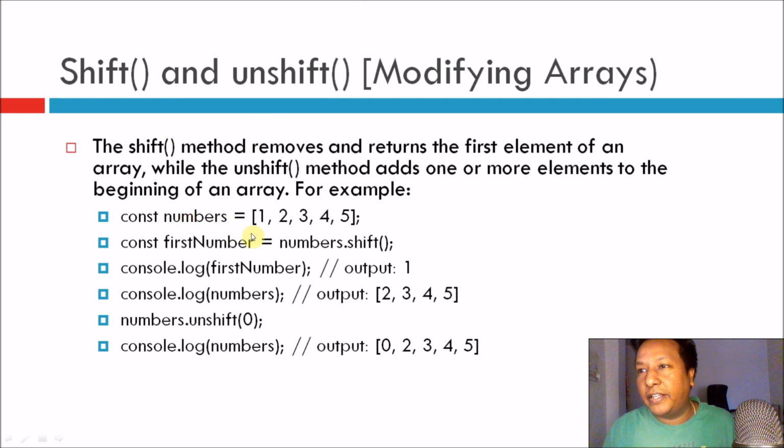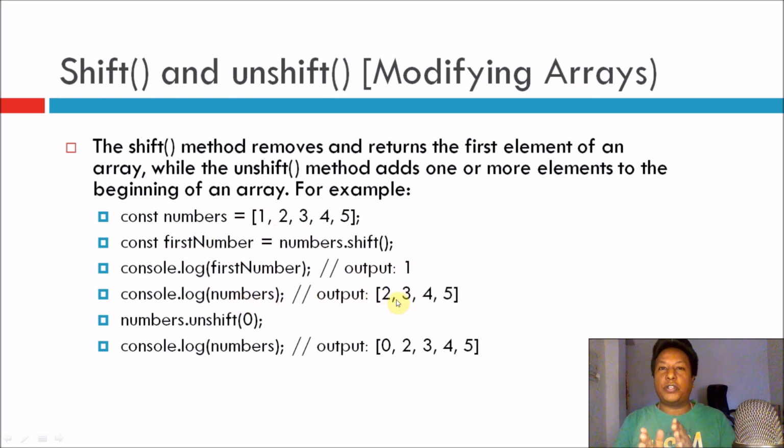So we have another example. We have the same 1 2 3 4 5 numbers array, and we want to shift. If we use numbers.shift, it will take out the first value from the array. The first value of the array is 1, and it will take it out and put it in the firstNumber variable. So firstNumber becomes 1 and the numbers array now becomes 2 3 4 5.